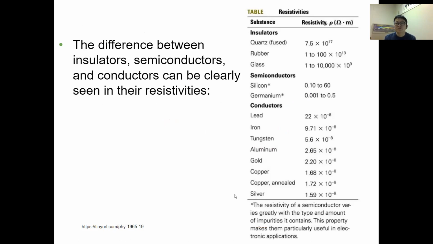For different materials, there are different resistivities, as shown in the figure here. Most metals have very low resistivity, so they are used as conductors for electricity. For electricity to be delivered from the power plant to the household, in between we use metals as conductors, okay? Insulators have a very large resistivity, and semiconductors are in between the metals and insulators.